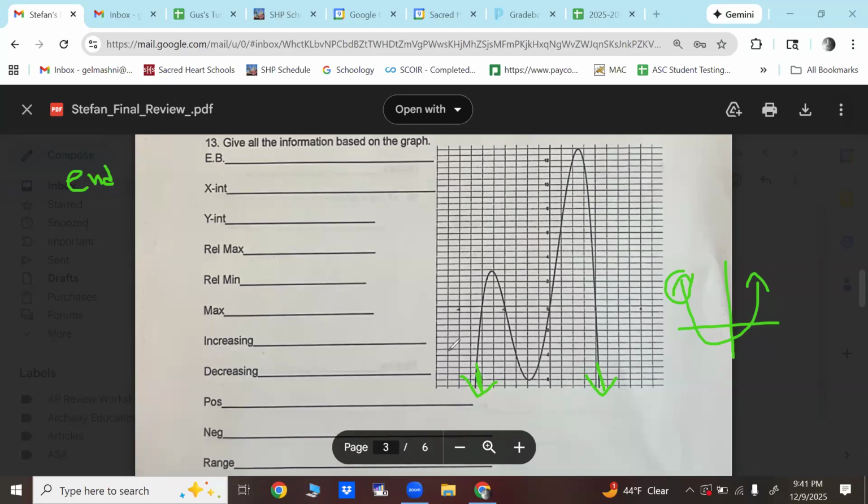Behavior. So we're looking at how the graph can operate, right? Like something's going to be pointing down, something's going to be pointing up, right? So we're looking at the end.